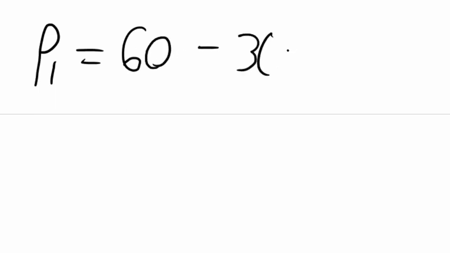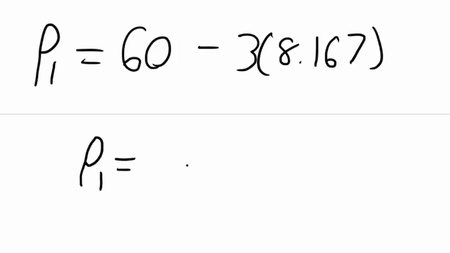To find our price, we look back at our original price function and plug Q1 into it. So P1 equals 60 minus 3 times 8.167. Plugging that into a calculator, we get a price for the regular group of 35.5. So the regular group buys 8.167 movie tickets at a price of $35.50.